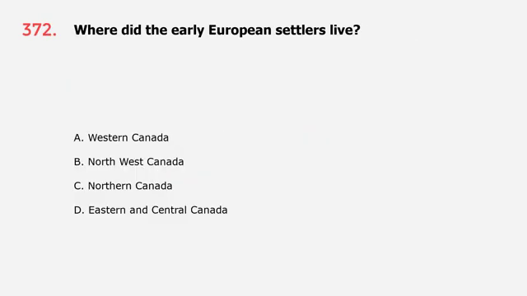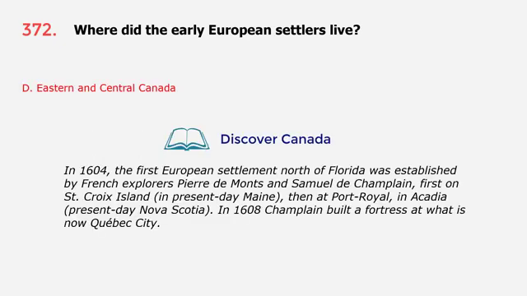Question 372. Where did the early European settlers live? A, Western Canada. B, Northwest Canada. C, Northern Canada. D, Eastern and Central Canada. The answer is D, Eastern and Central Canada.